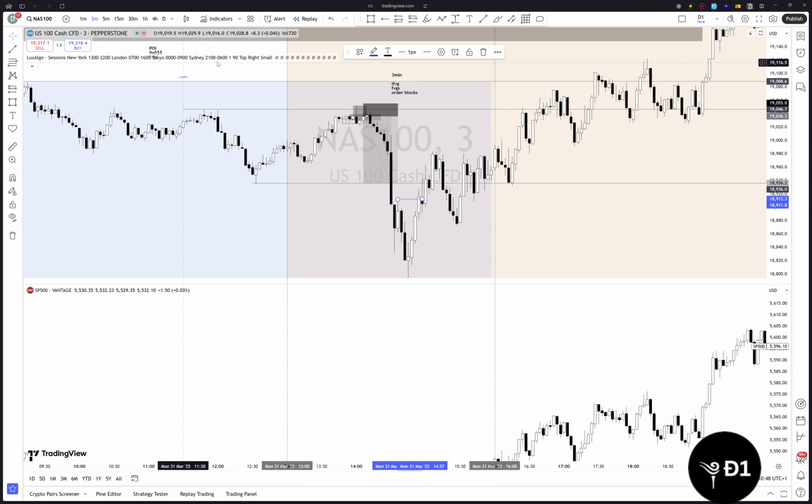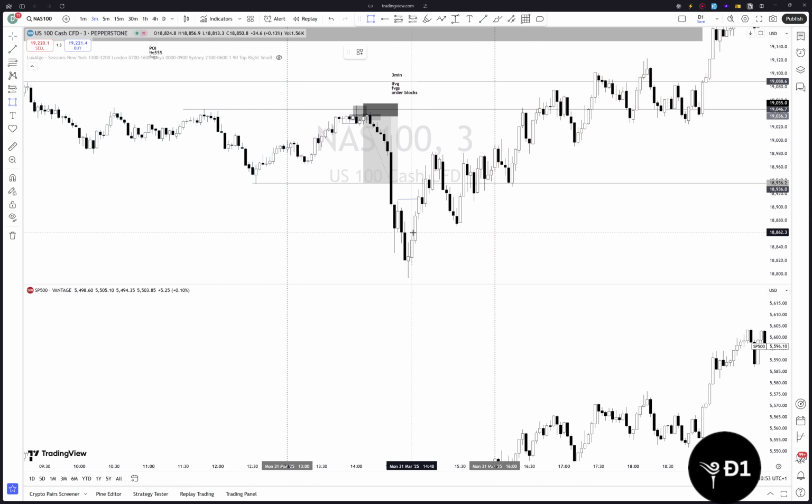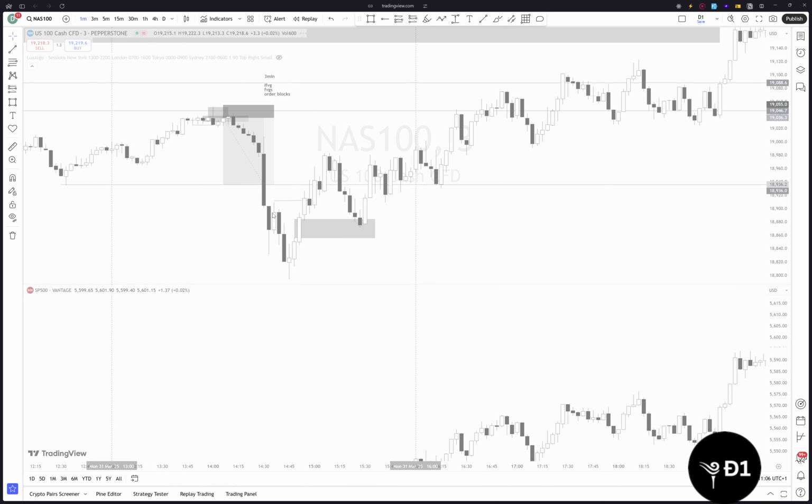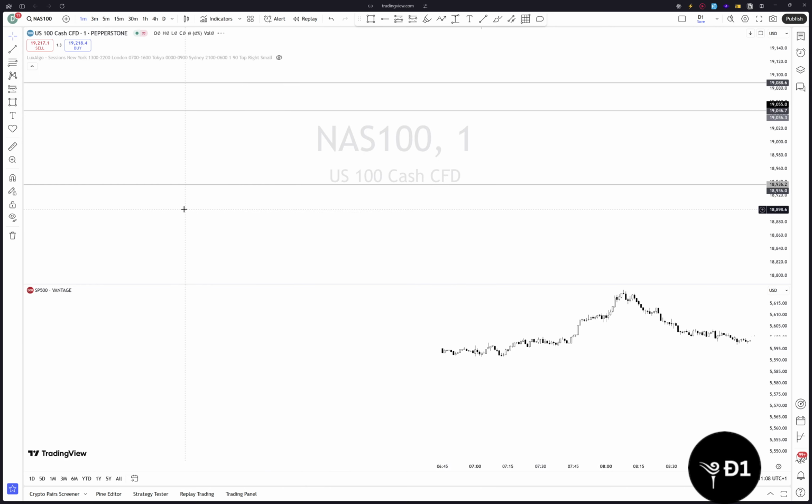And this time we didn't just have another block. We also had a fair value gap. And since the fair value gap comes first before the other block, we prioritize the fair value gap over the other block. Then we scale again down to the 1 minute time frame to look for optimal trade entry.